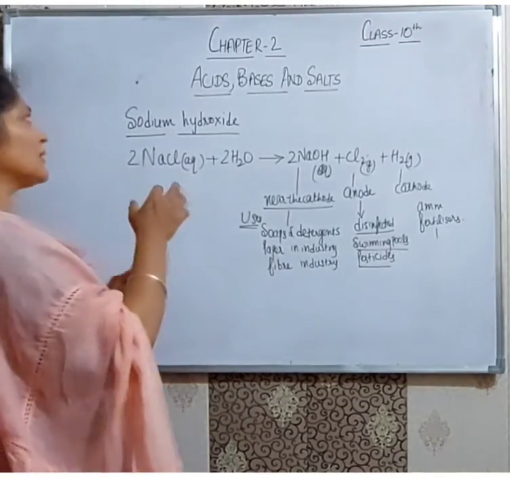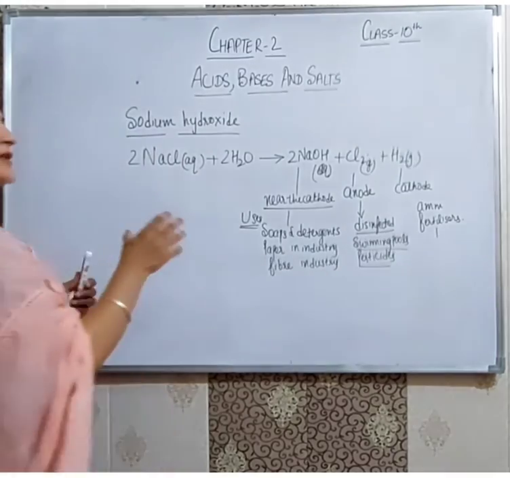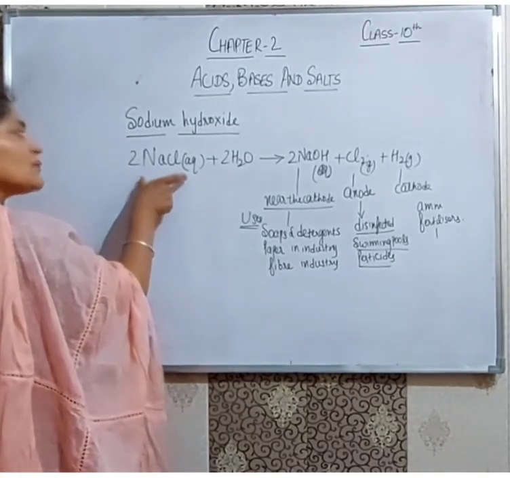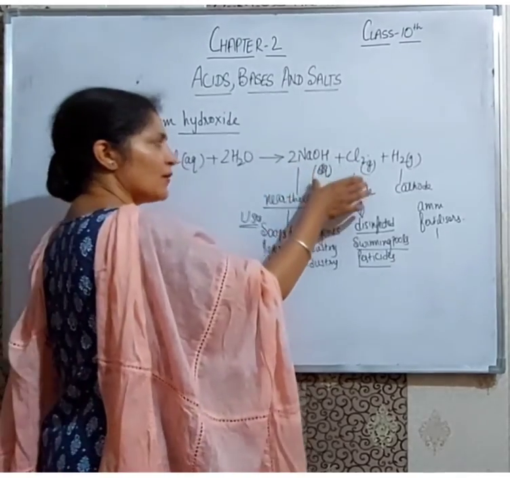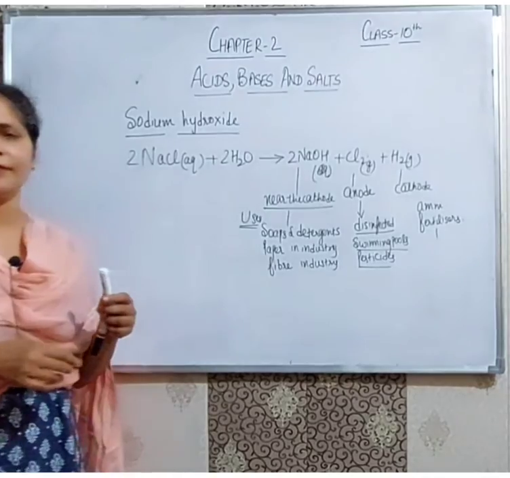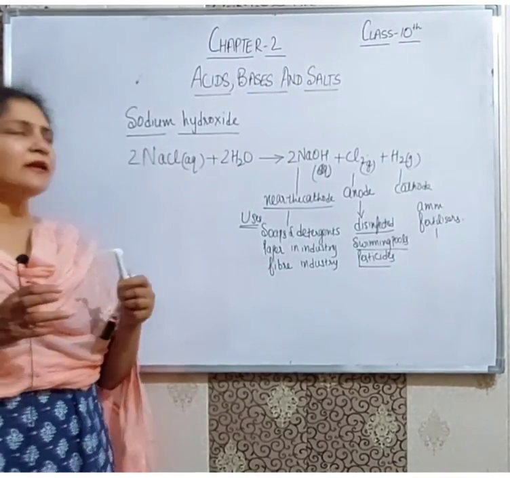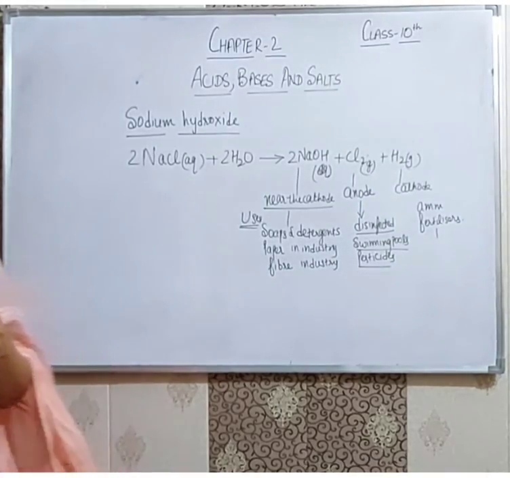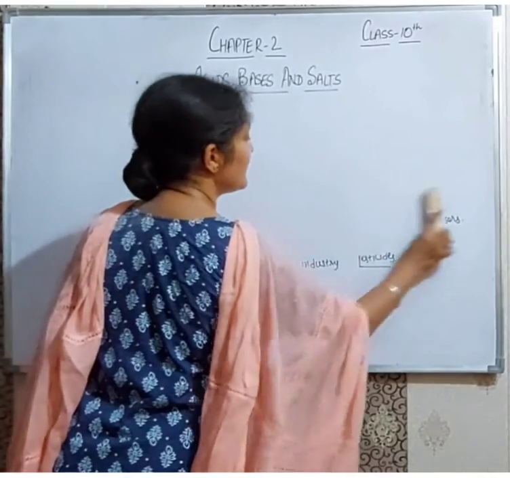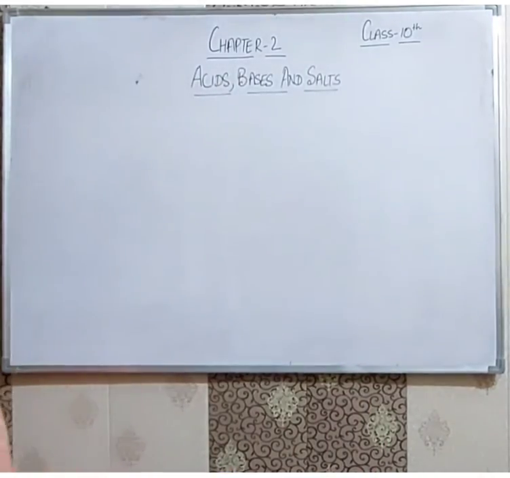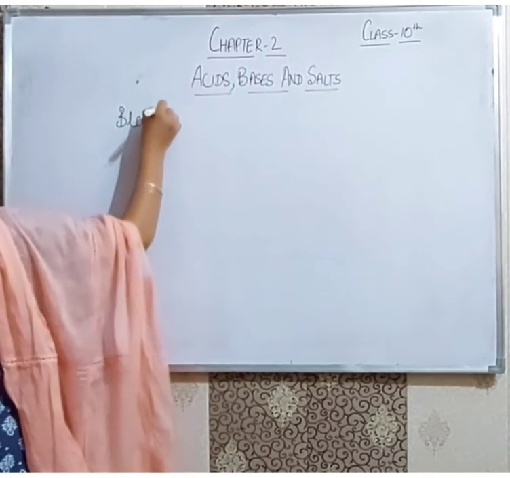So this was all about sodium hydroxide, which is produced by the electrolysis of sodium chloride, common salt. These three products which are formed are very useful for us in making many more things around us. This was the first one. Now we will do the second, third salt even, which is known as the bleaching powder.